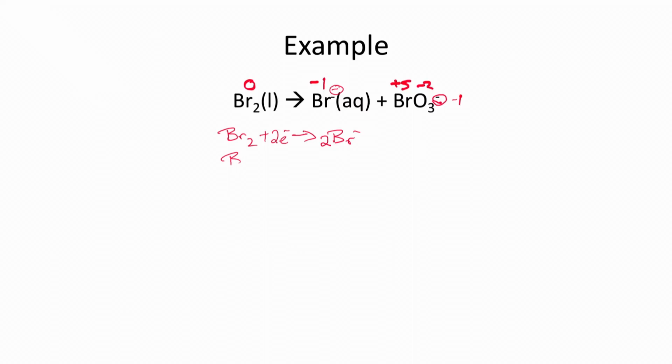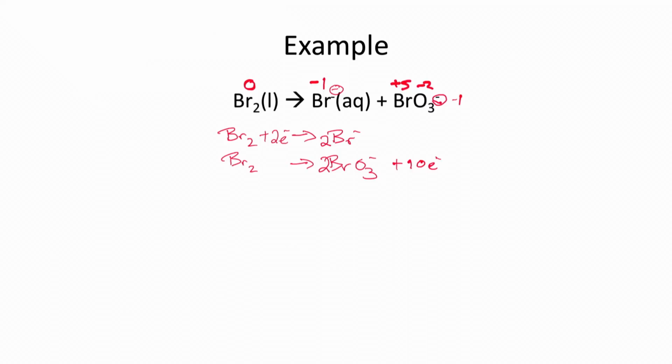Now for the other reaction, I'm starting with Br2 and I'm forming BrO3 minus. Same deal. I need a 2 there to balance the bromines. But now something interesting is happening. I don't look at the negative, I look at the actual oxidation numbers. This went from 0 to +5. But since I have 2 of them, that's really +10, which means that I have to gain 10 electrons on this side. So now the charges are balanced, but the O's are not.